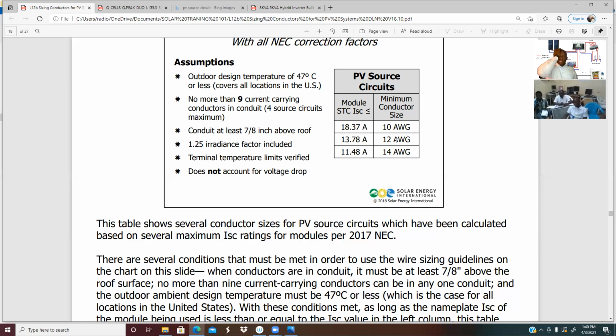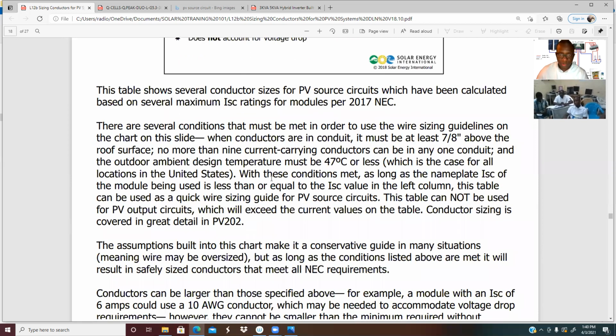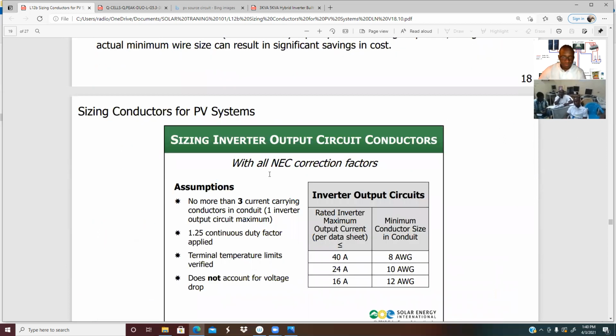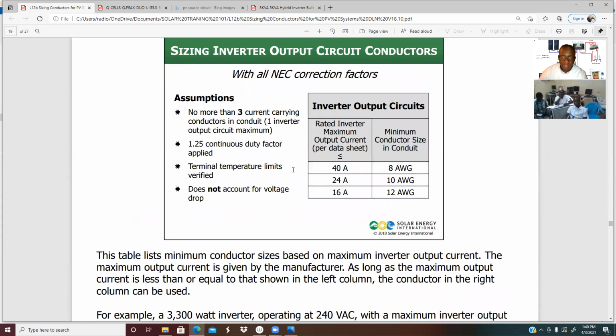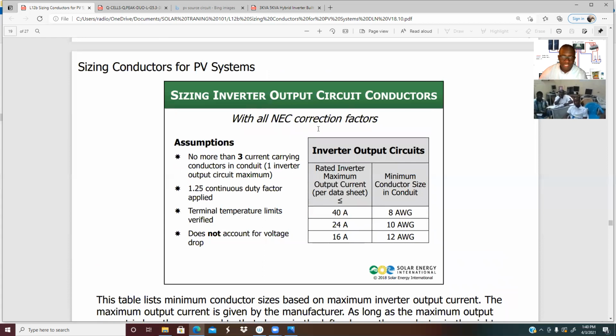Yes, that's going to make sense. So we use 12 AWG. We can't use a 14. We use a 12 AWG so it falls within our bracket. So that would be our conductor size. Now over here, they're saying, with all NEC correction factors, no more than 3 current carrying conductors in conduit, 1 inverter output current. The sizing of the inverter output current.